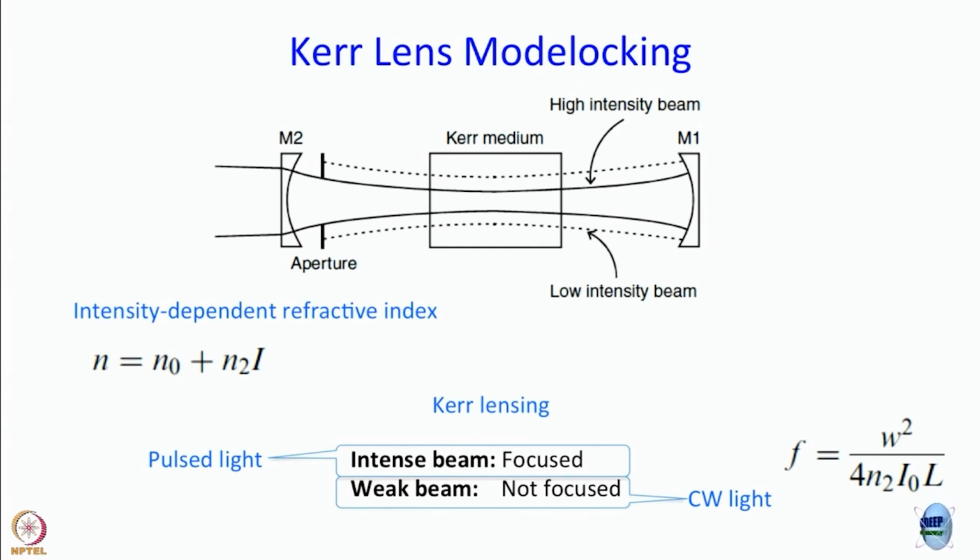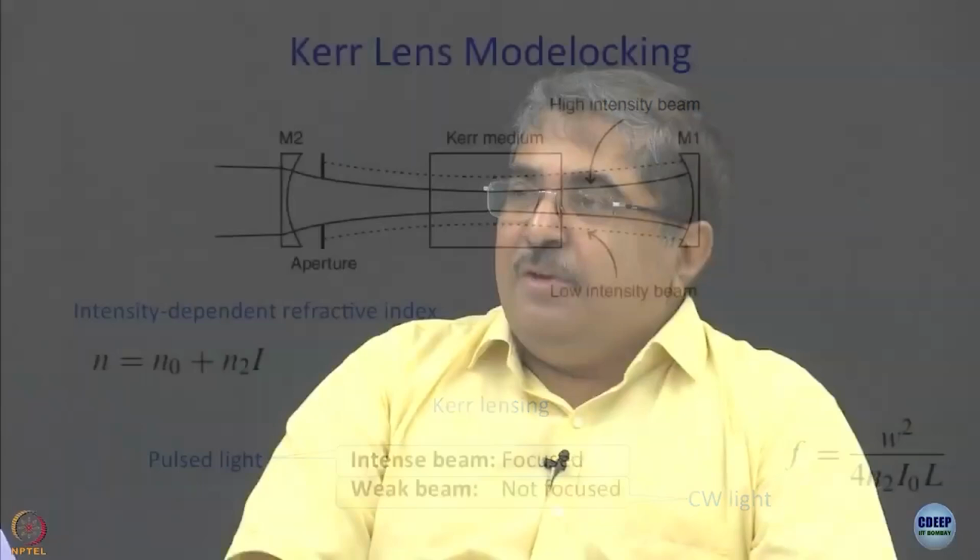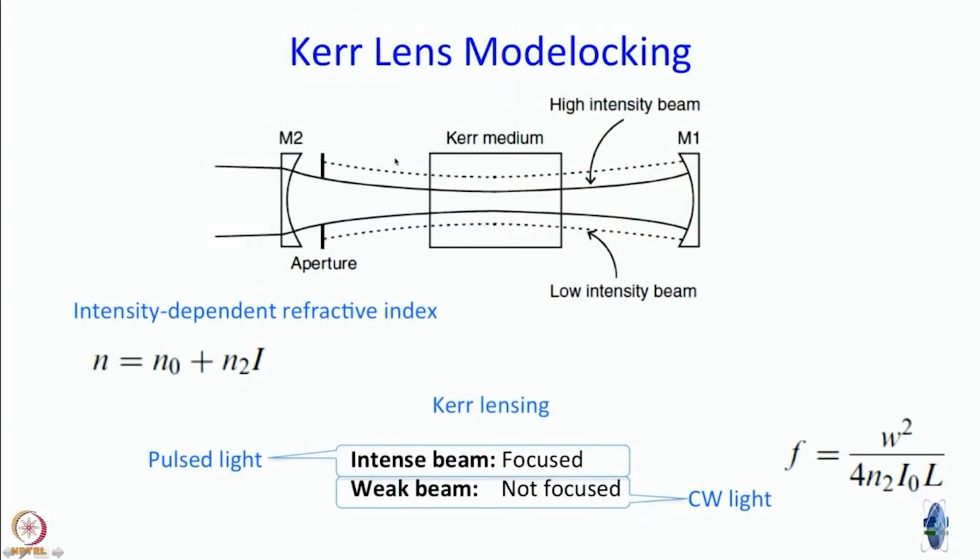Do not forget that it is a Gaussian beam. So, intensity is actually maximum at the center. Okay. So, it is a sort of a synergistic effect. So, you are going to have this kind of a Kerr medium, your pulse light will get focused, CW will not get focused. Now, if we introduce an aperture here, what will happen? See this one near M2, here these black lines denote the section of an aperture, pinhole.